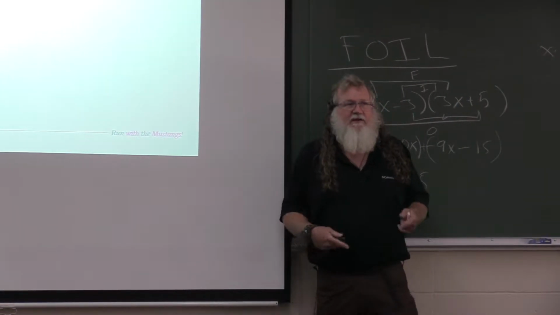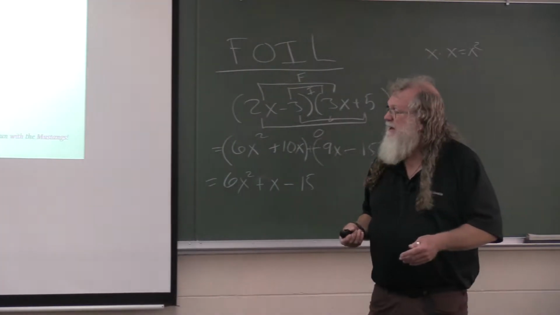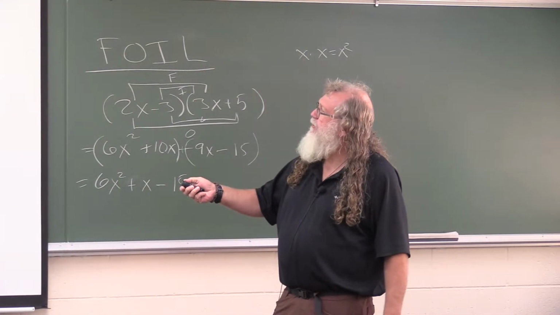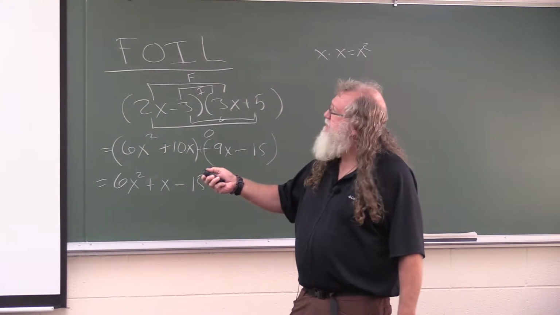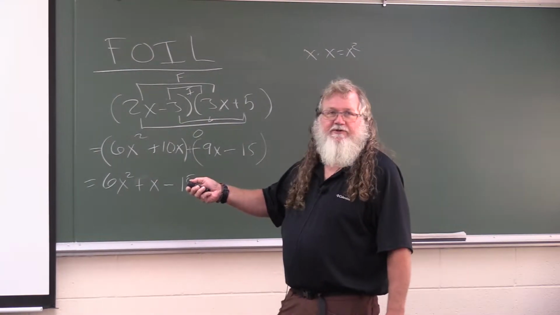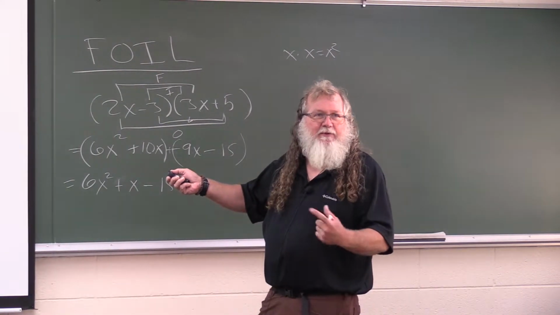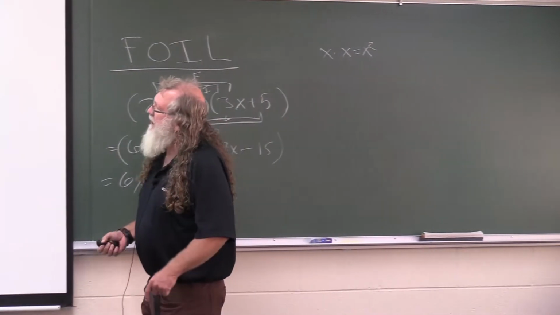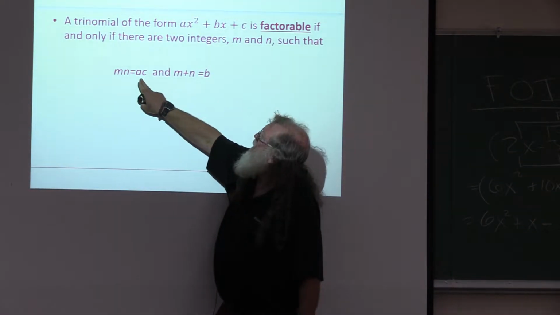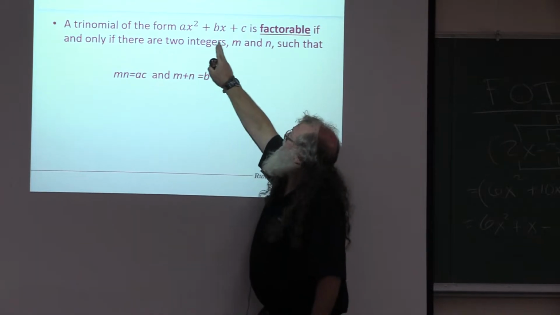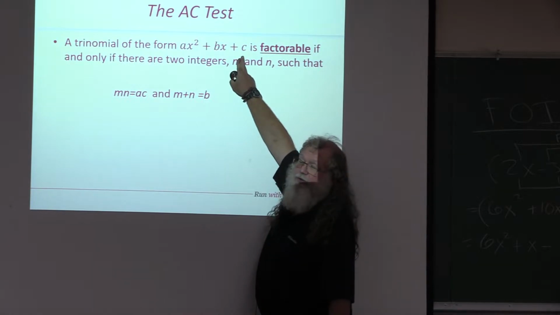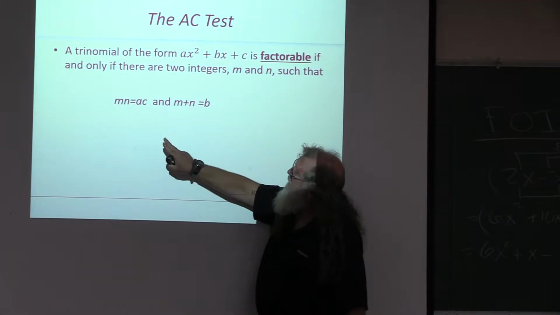So the AC test. And the cool thing about the AC test is this will tell us, is it going to factor or not factor? So a trinomial of the form ax squared plus bx plus c is factorable if and only if there are 2 integers. And we're going to call those integers m and n. There's nothing really special about those variables, such that when you multiply m and n together, you get a times c. Now remember, what is the a? The a is on the x squared. The c is the constant term. So we're going to multiply the coefficient on the x squared term times the constant term. That's our a times the c.